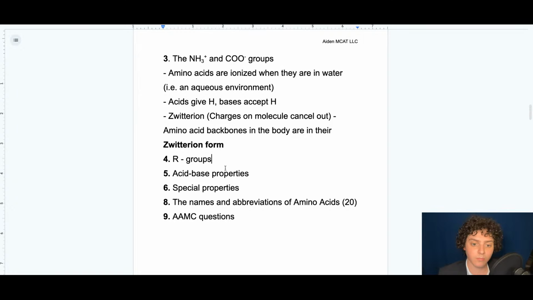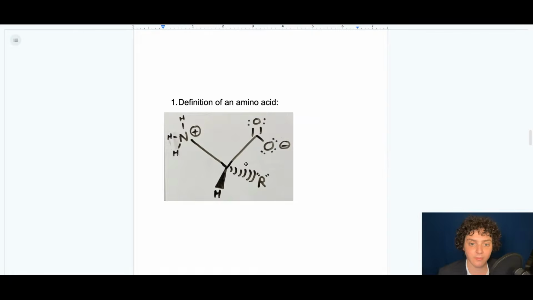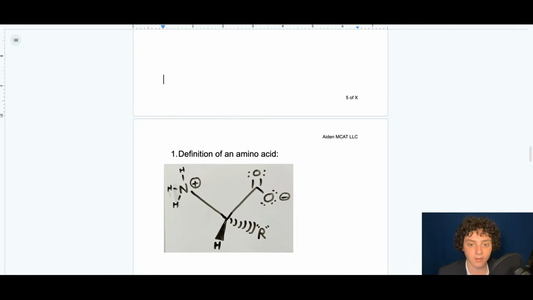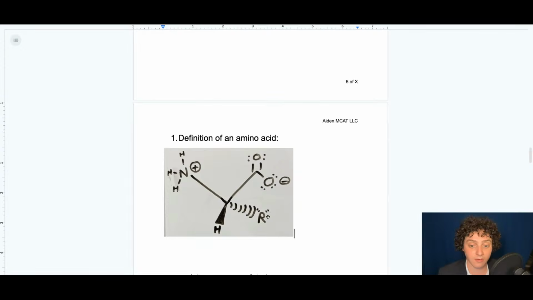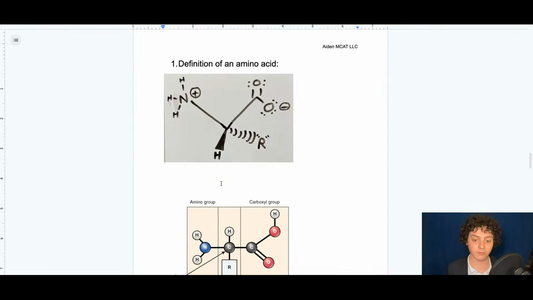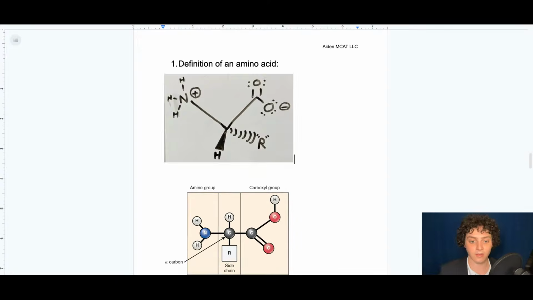Before getting into more about the acid and base properties, I want to move past this simplified drawing of an amino acid, where we just put R as a stand-in for any molecular component of the 20 that may be attached to this backbone. And I want to talk for a minute about those different molecular components and what they look like.